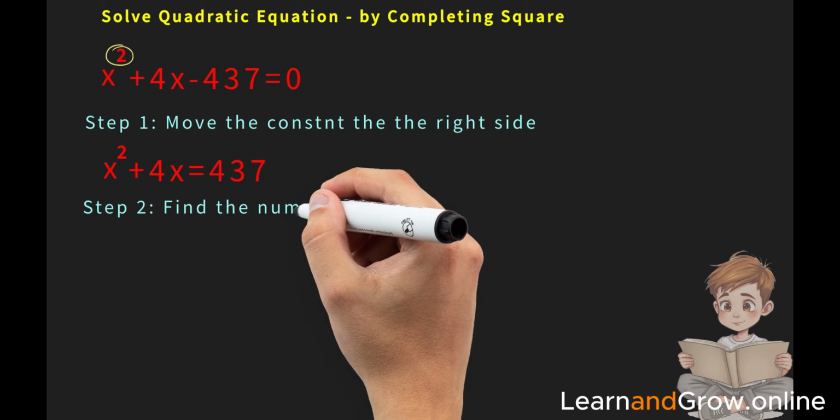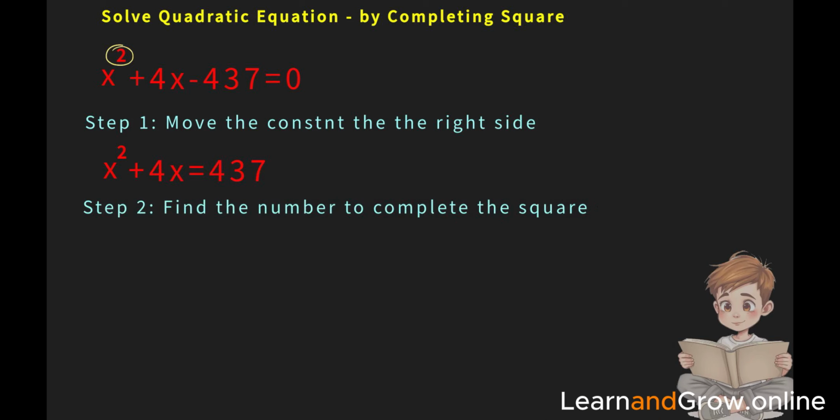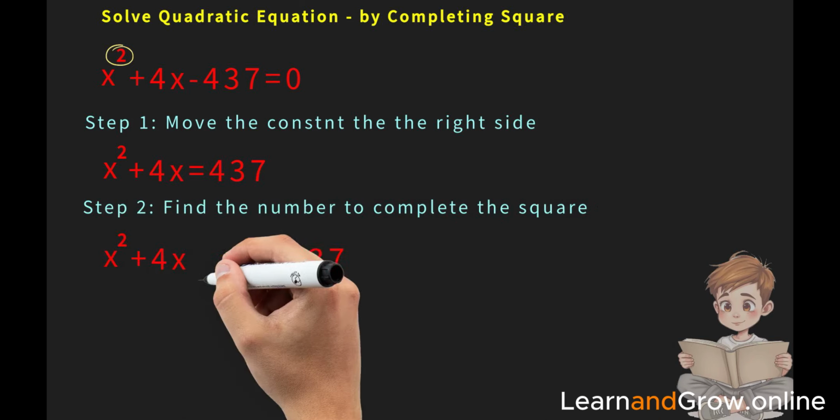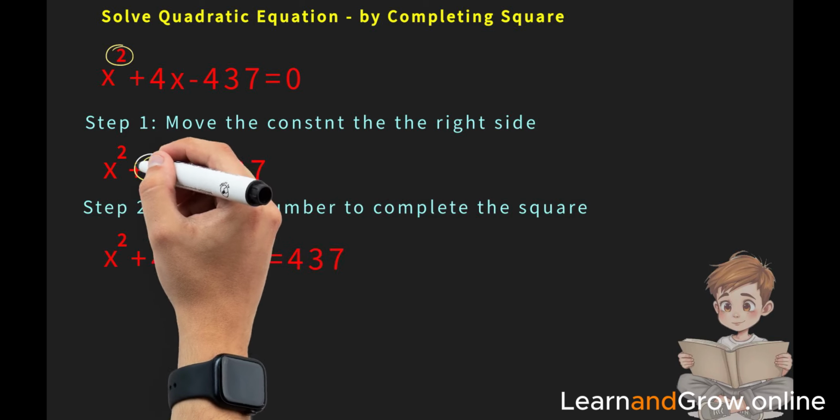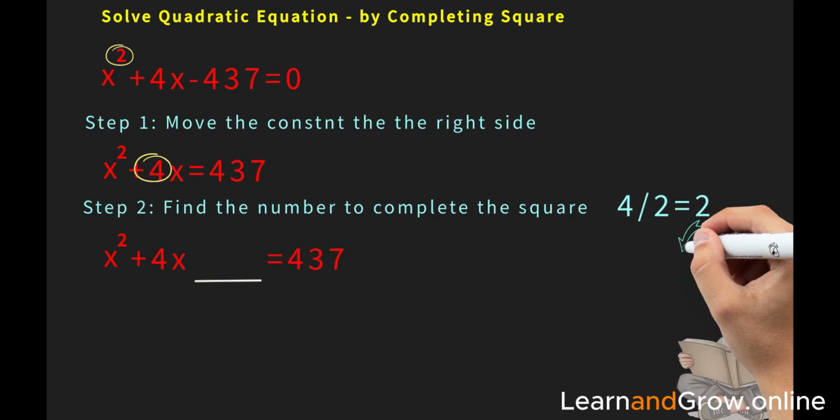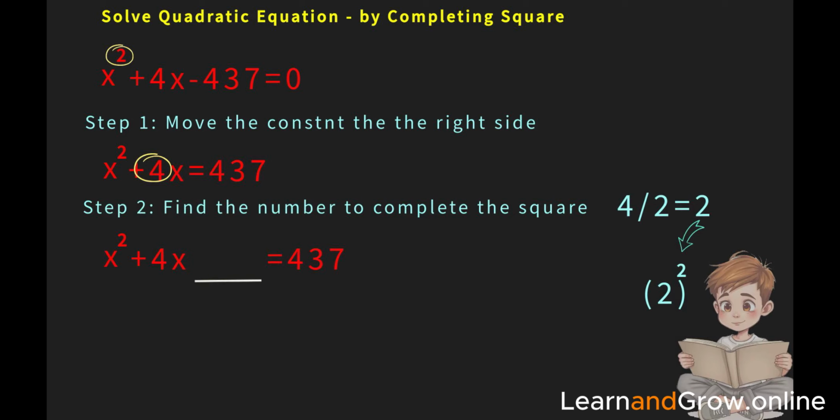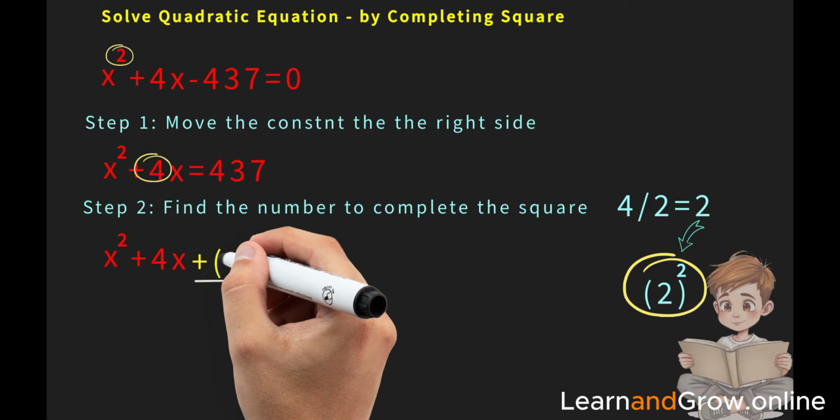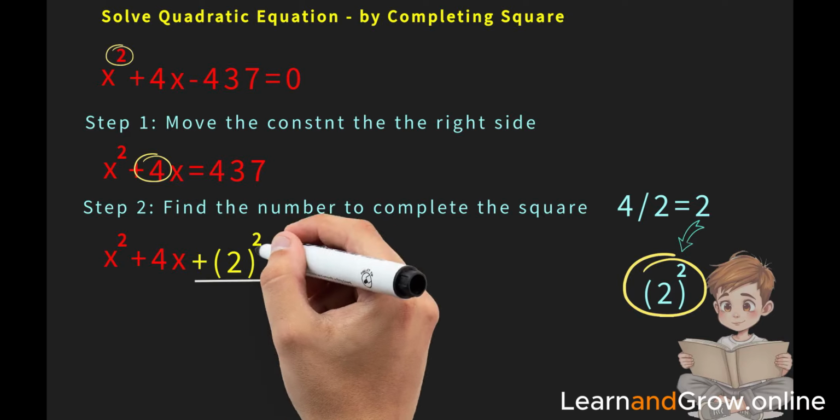Step 2. Now let's find the number needed to complete the square. We will write the equation with a space to add the number later. Take the coefficient of x, divide it by 2, and then square the result. That's the magic number we'll use to complete the square. Finally, add this square to both sides of the equation to keep it balanced.